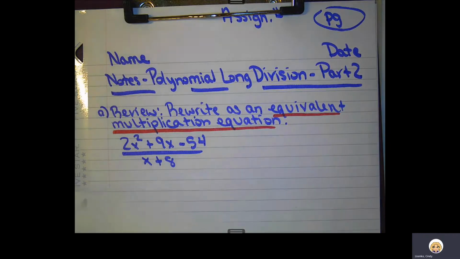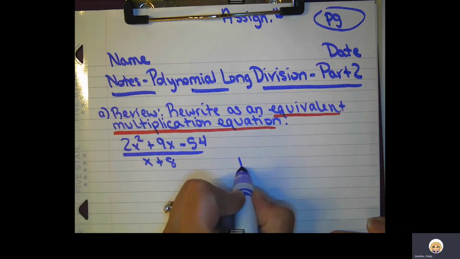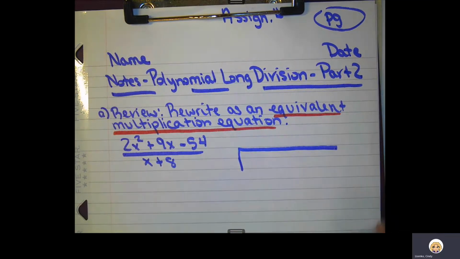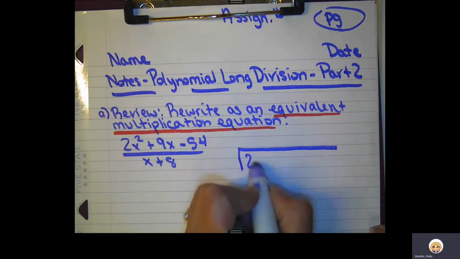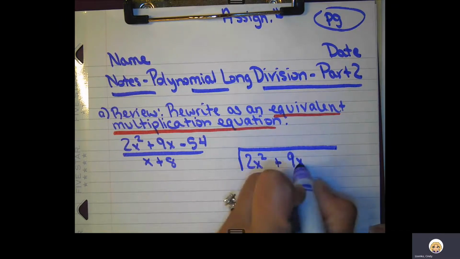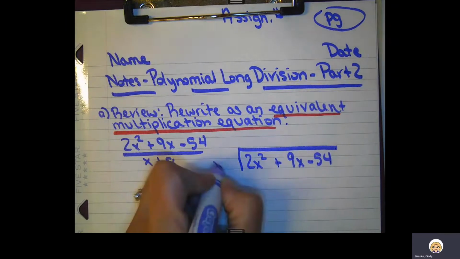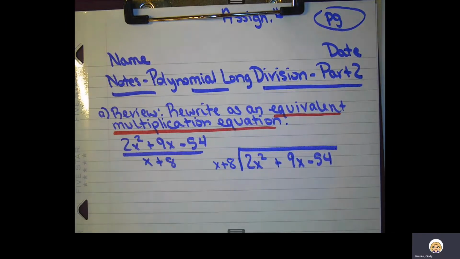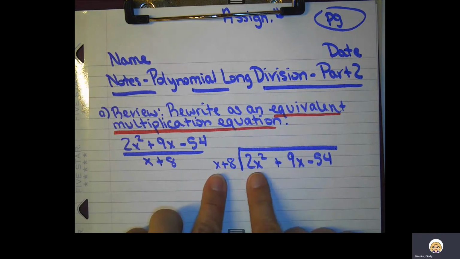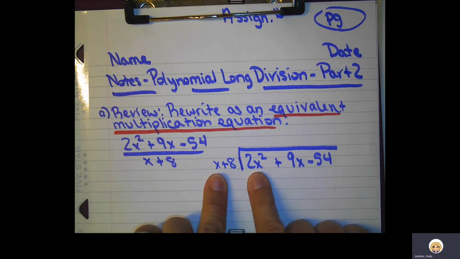So the way to set this up is we're going to have a division bar. And underneath the division goes the top of the polynomial, so 2x squared plus 9x minus 54. In front of it, we're going to put an x plus 8. That's what we're dividing by. So if you missed the last lesson, let me explain what we did. In order to divide polynomials, you are comparing the first terms of each. So you're comparing what you're dividing by into what you're dividing into.